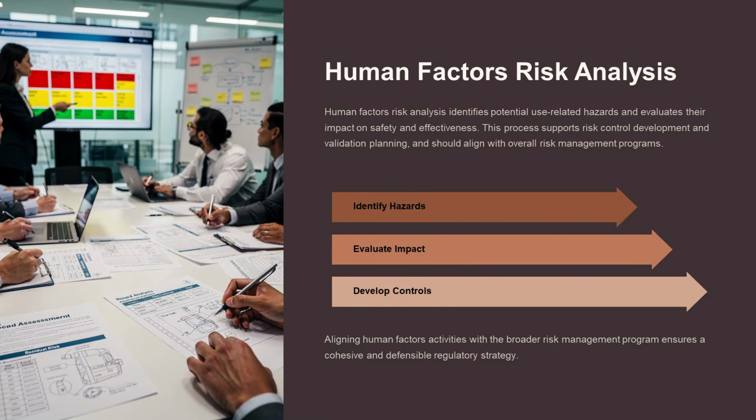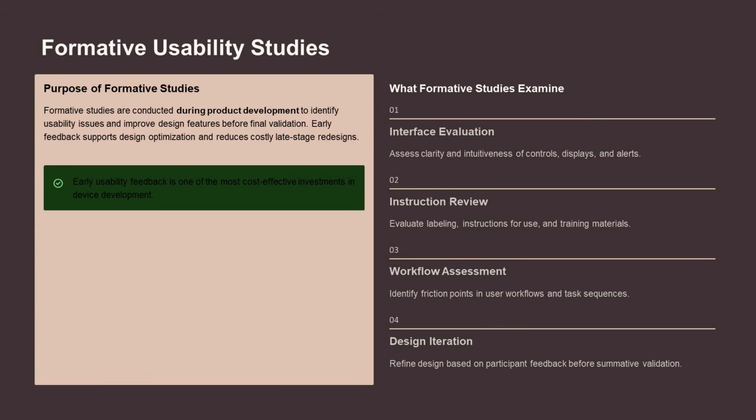Human factors risk analysis identifies potential hazards and evaluates their impact on safety and effectiveness. This process supports risk control development and regulatory strategy alignment. Formative usability studies are conducted early to identify issues and improve design. They assess interface, instructions, workflow, and design iteration.